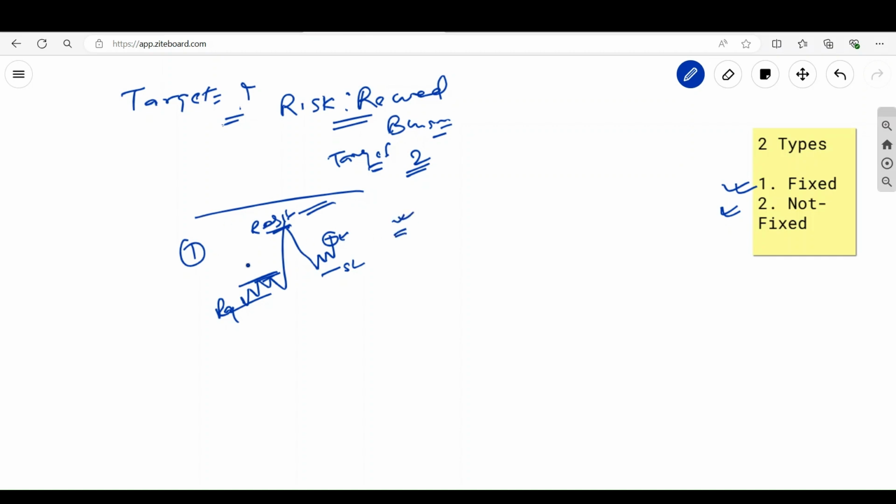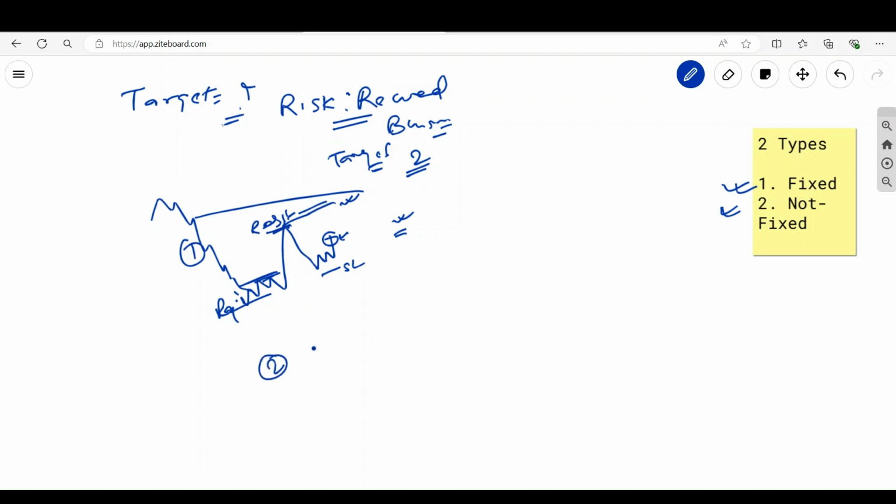Fixed means if before this breakout there is a major fall, so in a major big downtrend you are trading a small uptrend. In this case, the target will always be fixed, because you don't know whether the market will go this way or will break this or not. This is the first way.